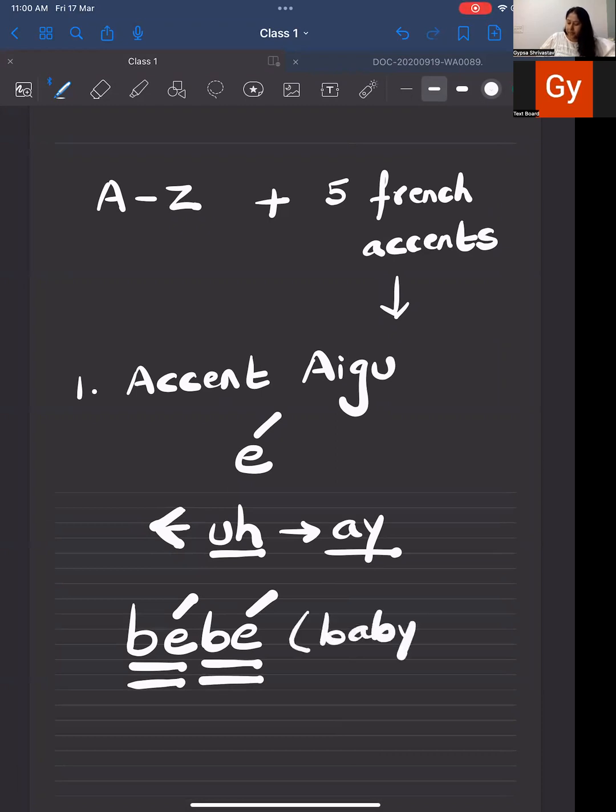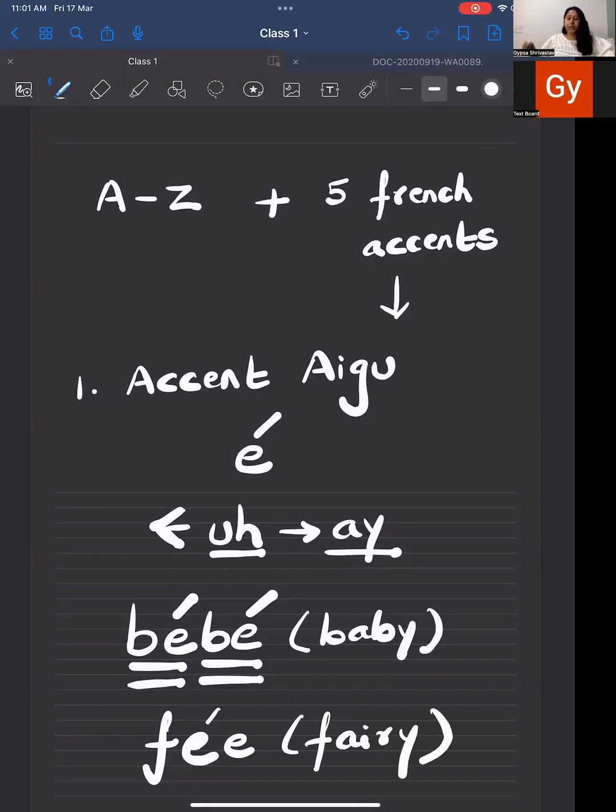baby. Similarly, if I ask you, can you tell me the pronunciation of this particular word? It's very simple. E with an accent is an A sound. F with A pronounced as fay. The word meaning fairy. So our first accent aigu, usually seen on E, gives a slight A sound. It converts the sound of E into A.